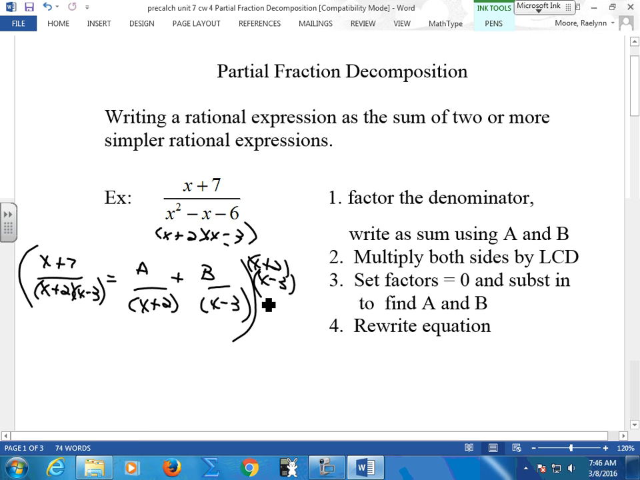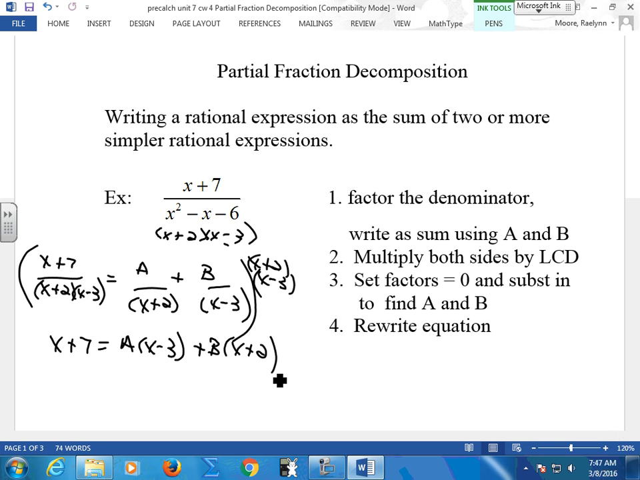So in the first case, this comes out, right? We get x plus 7. In the second case, I take out my x plus 2, and I have to multiply A by x minus 3. Then I take out x minus 3, B times x plus 2. Not so bad, right? It's always going to work out kind of nicely when you have a common denominator because you just factor them. And there's your common denominator.